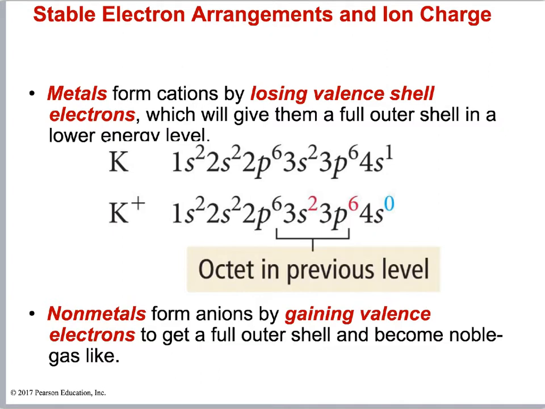So to give you an example of that, let's look at potassium, which is a metal. Metals virtually always give up electrons to become cations, positively charged ions.